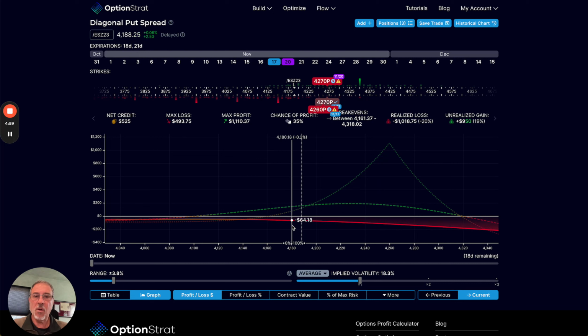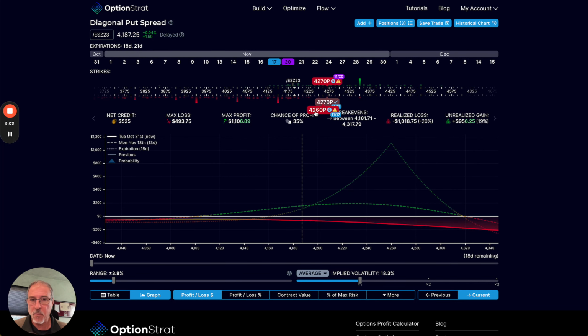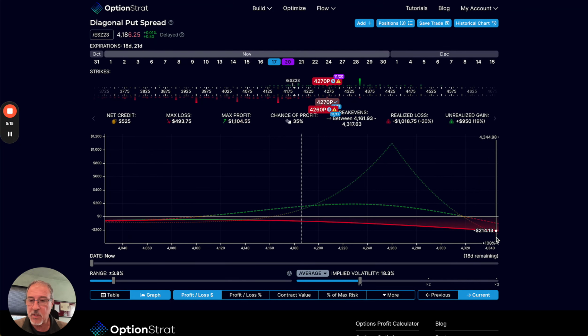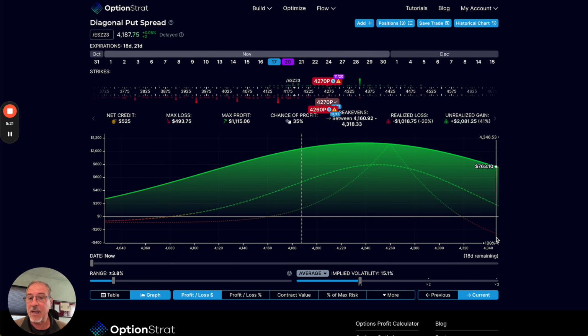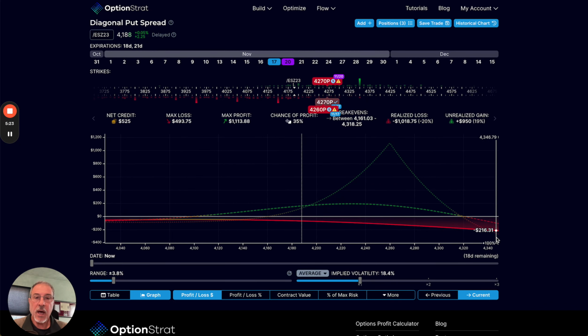Basically, I rolled one of these puts, our short put, a little bit lower, turning this into a diagonal instead of a calendar. Now you can see that our max loss increased in this, because if the market were to rip up considerably, I did take on upside risk in exchange for removing downside risk.